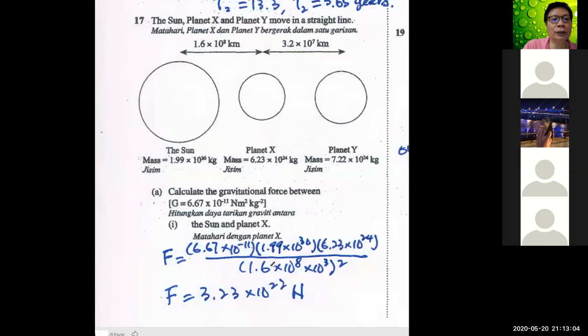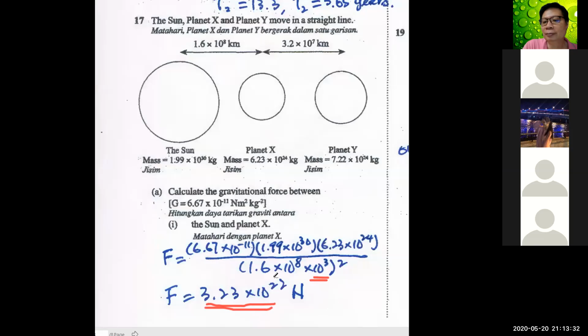the distance between them, given already as 1.6, but it's in kilometers. You have to multiply by 10 to the power 3 to change it to meters, then square it. Then that's it. For the rest, use the calculator, but of course, please do it carefully. Then you get this answer. This is the gravitational force between the Sun and planet X.